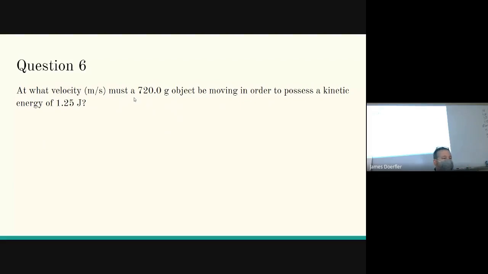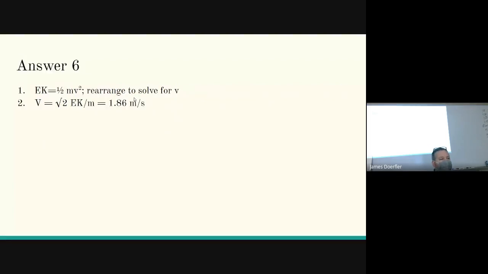What velocity must it have in order to obtain a 1.25 joule kinetic energy? So, here is the first general equation, where you have kinetic energy, as your book labels it, EK, equals 1/2 mass times the velocity squared. And so we are going to rearrange this equation to solve for velocity squared.